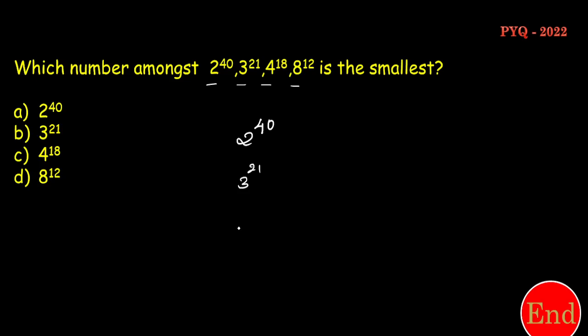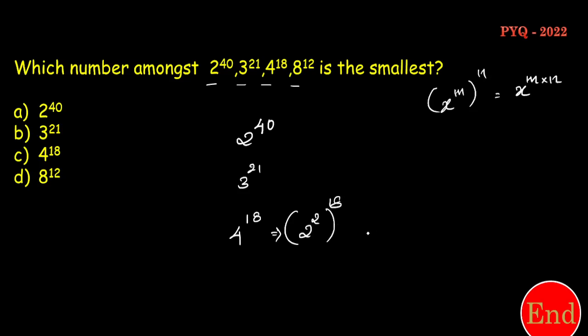But when it comes to 4 power 18, I can write 4 as 2 power 2, so (2 power 2) power 18. We have a formula: (x power m) power n equals x power m times n. So 2 power 2 into 18, 18 into 2 is 36. So the value of this is 2 power 36.